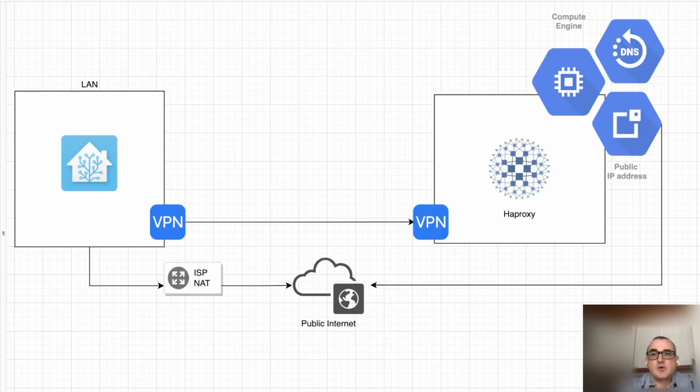So that's how it looks at the end. I have my Home Assistant here with access to the internet, and over the internet I've set up a VPN to the virtual machine in Google Cloud using the public-facing Haproxy interface. The requests are routed through the VPN tunnel and land at the Haproxy website.